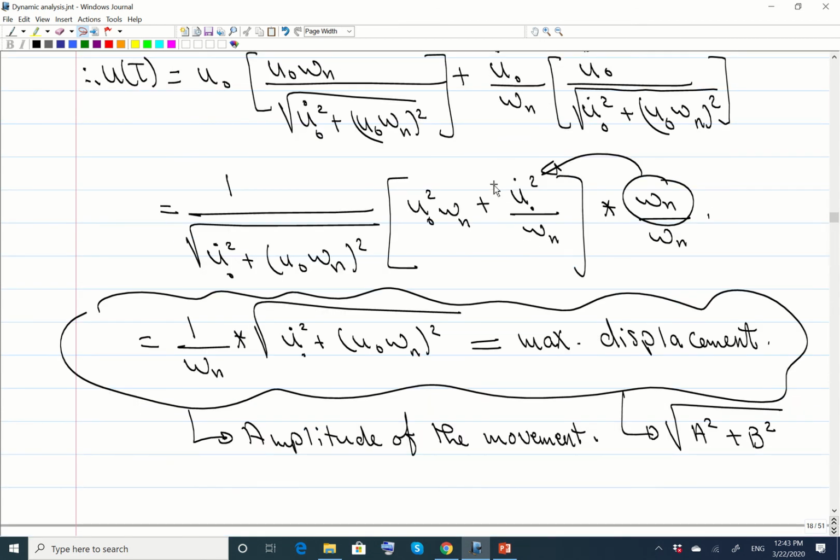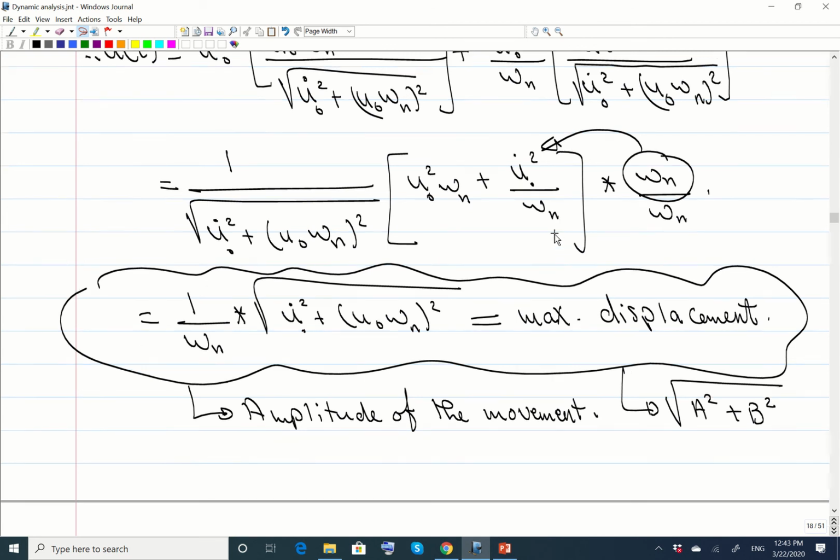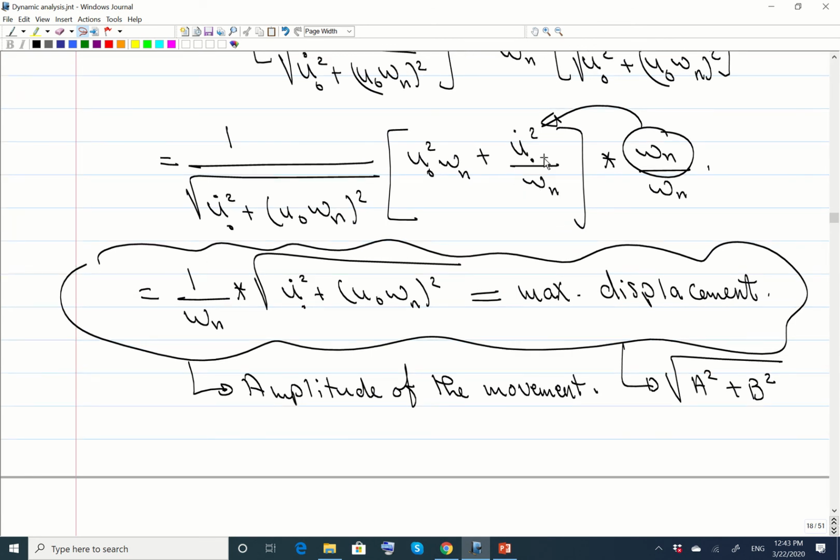This second term over here, I'm going to multiply it by omega n in the numerator and denominator. So we're going to have u dot node squared omega n divided by omega n squared. Why is this? Because when we have omega n here as a common factor, I'm going to take this omega n as a common factor.